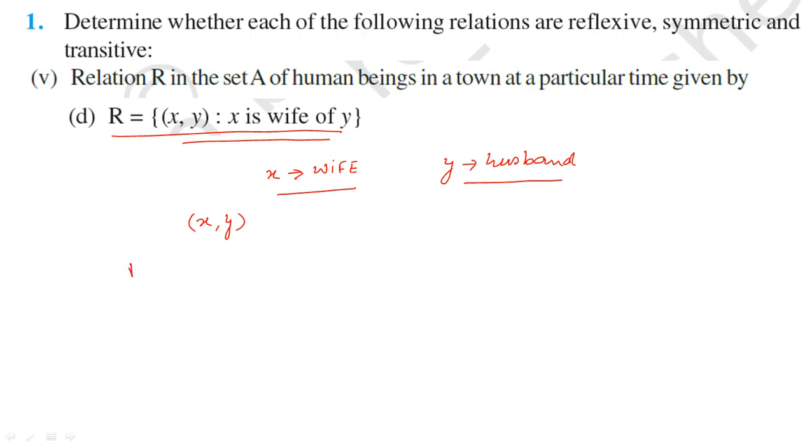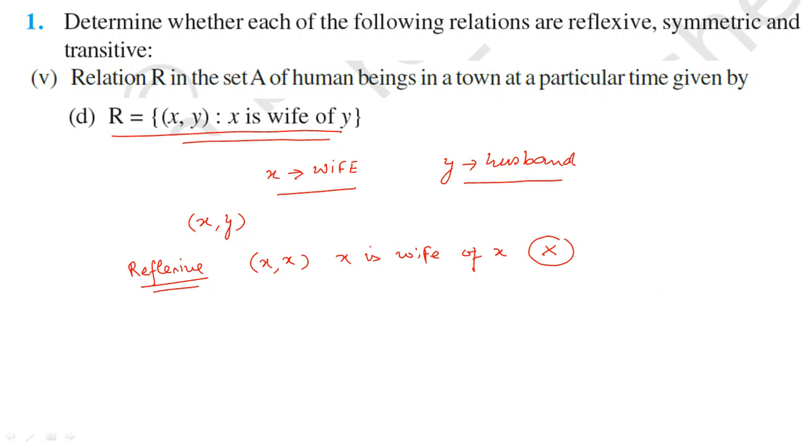If I am writing about reflexive nature, what about the reflexive nature? If I am writing X comma X, now what is the meaning of this? X is wife of X. This one is not feasible. It means reflexive nature is not there.